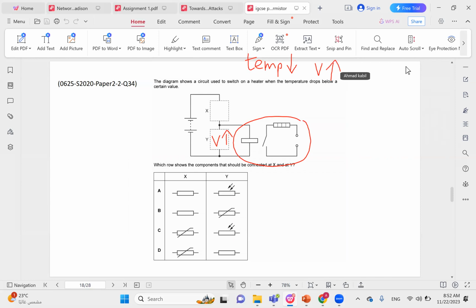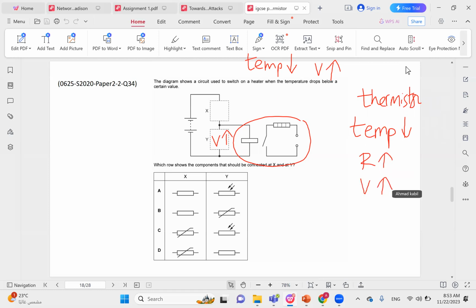So my question is, do I put the thermistor in X or in Y? In this case, we want temperature and voltage to have opposite relationships. So let's discuss what happens when the temperature decreases. This is for the case of the thermistor, right? So for the thermistor, when the temperature decreases, the resistance increases, and therefore the voltage increases.